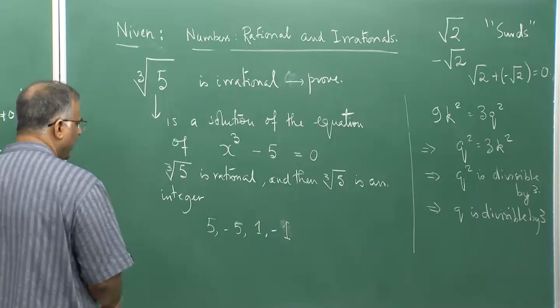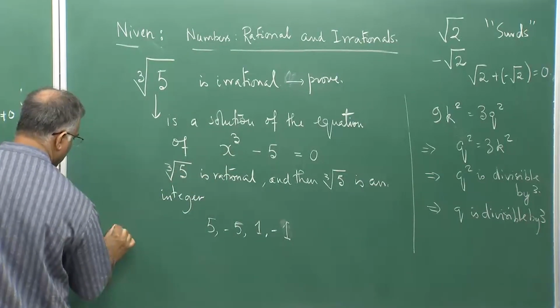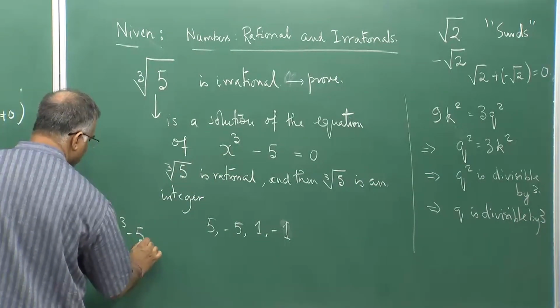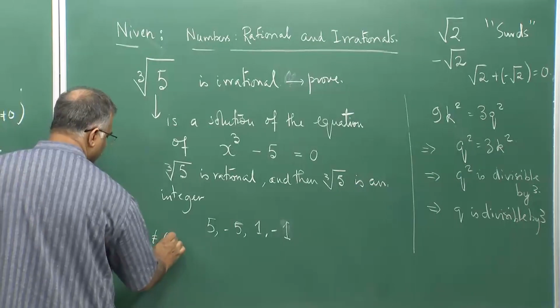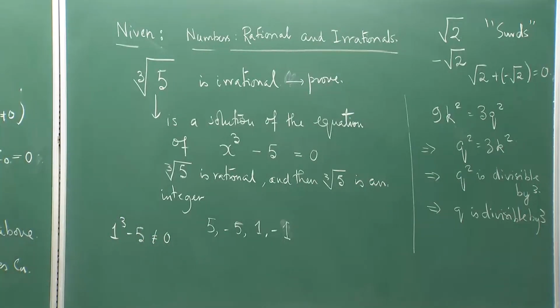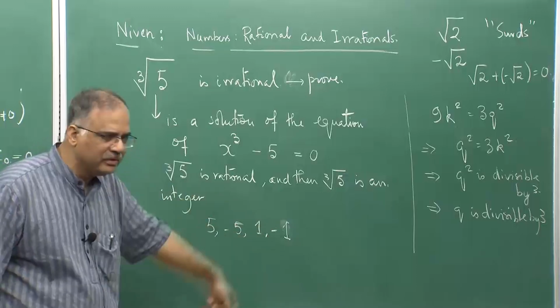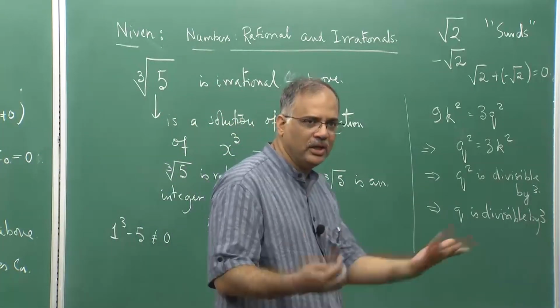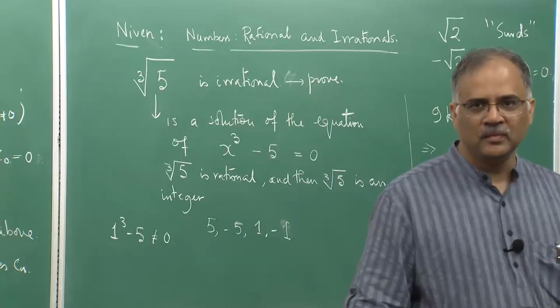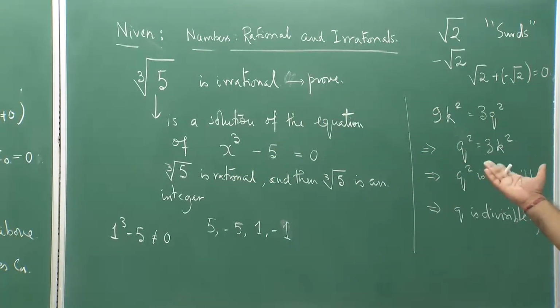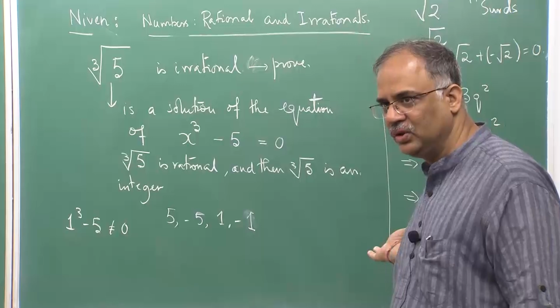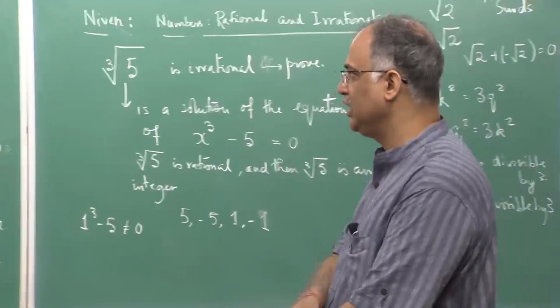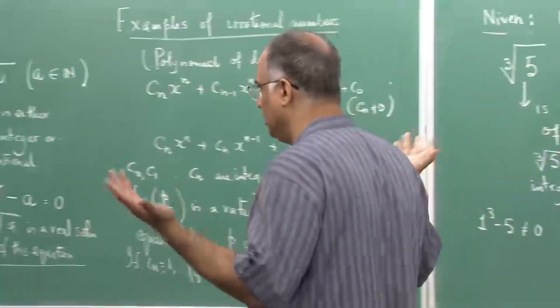So, now I put x as, say, 1. 1 cube minus 5 is obviously not 0, it is minus 4. Similarly, you will look for each and every solution here. If you put x as 5 or minus 5, 1 and minus 1, you will not get 0. So, cube root of 5 cannot be a rational number. So, you see how the theory of equations is linked to finding the irrationality of numbers of this form.